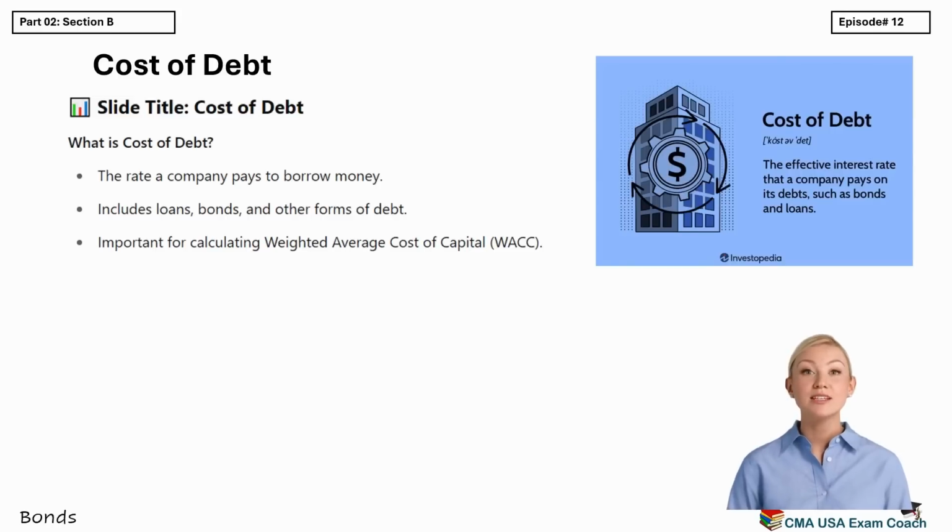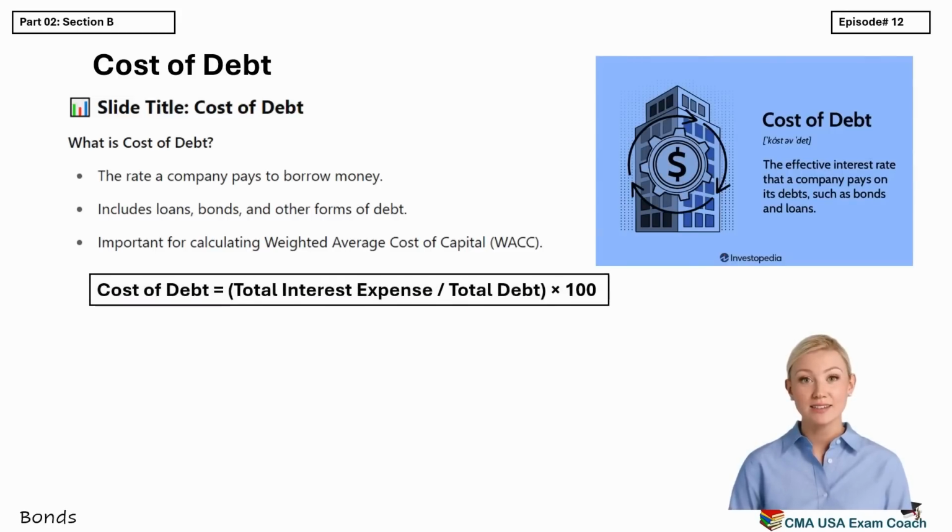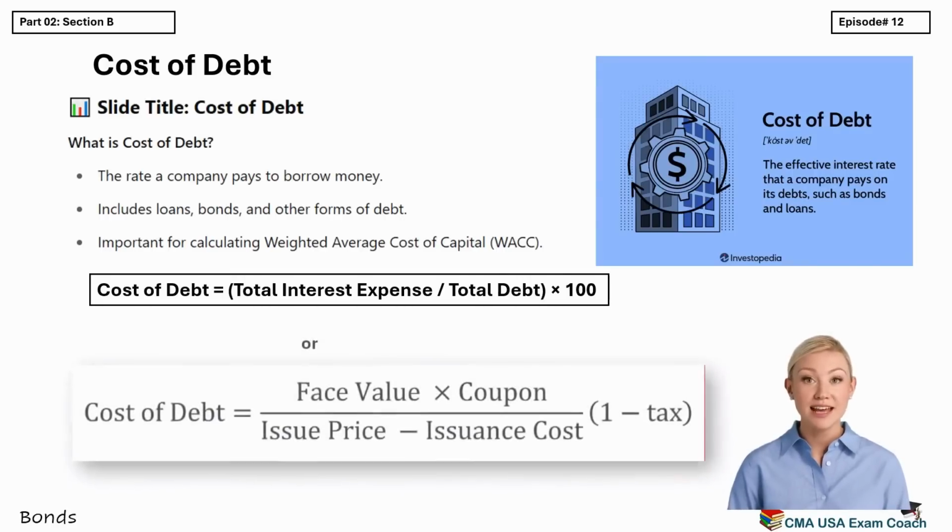Now, here's the basic equation for cost of debt. Cost of debt equals total interest expense divided by total debt times 100. This gives you the nominal rate, the percentage of interest the company is paying before tax.